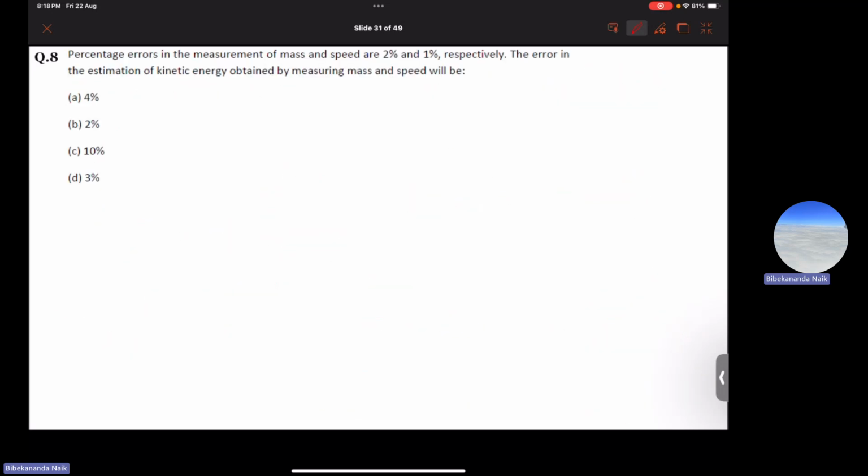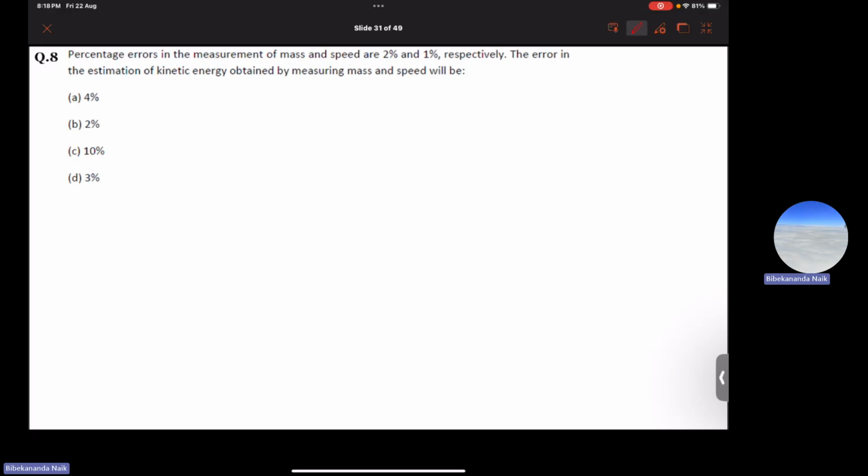Now we'll move to question number 8. Question number 8 says percentage errors in the measurement of mass and speed are 2% and 1% respectively. The error in the estimation of kinetic energy obtained by measuring mass and speed will be. Options are option A 4%, option B 2%, option C 10%, and option D 3%.